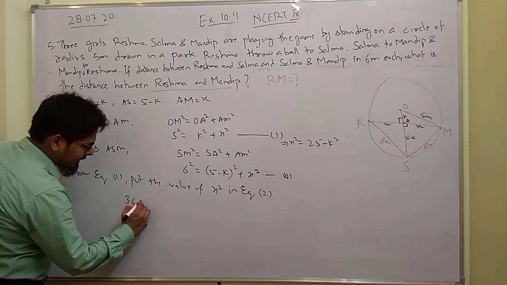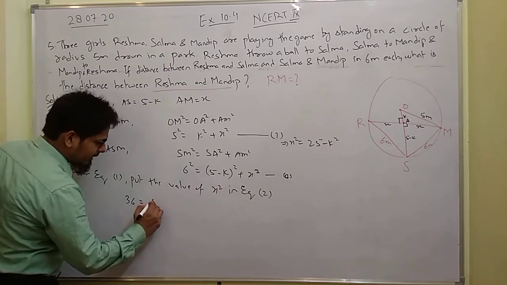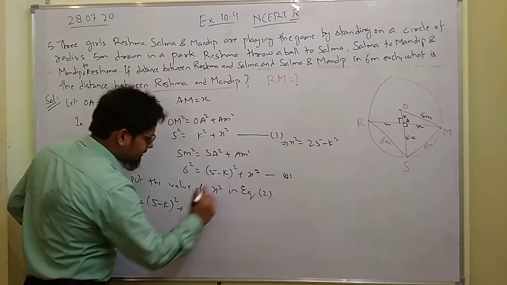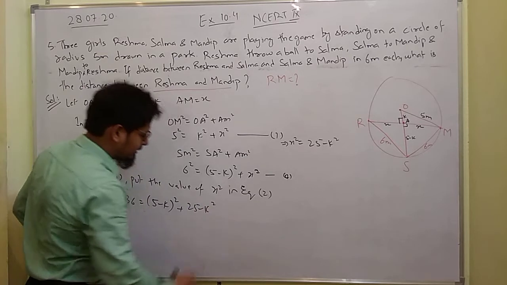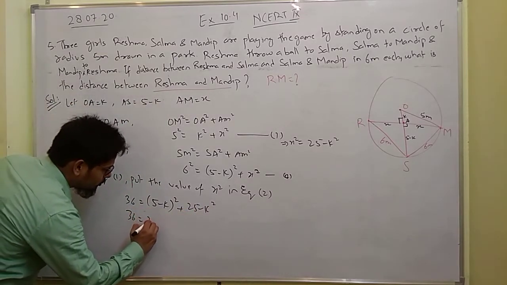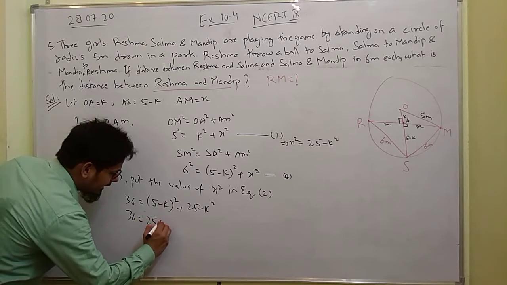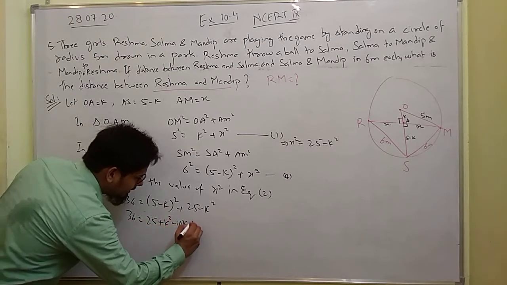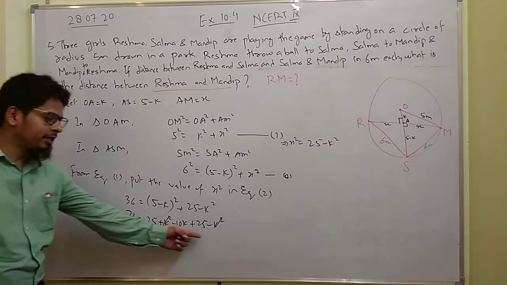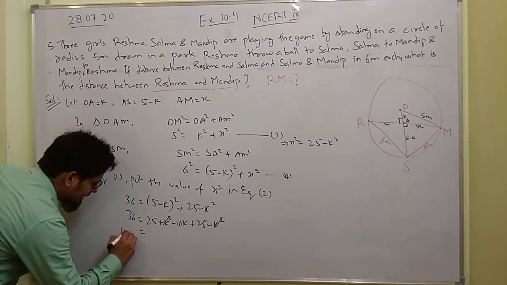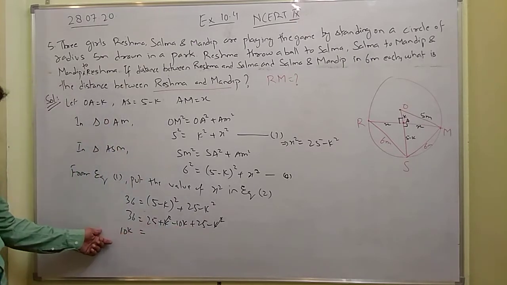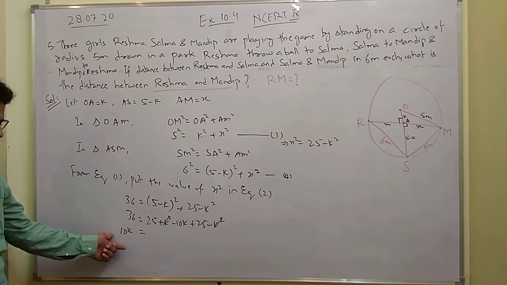6 square is equal to 5 minus K of whole square plus 25 minus K square. Now I'll solve this equation. 36 is equal to, applying a minus b of whole square, a square plus b square minus 2ab, plus 25 minus K square. K square has cancelled out. Find K from here. It is 10K, with a minus sign. I transpose it to the left side, and it is positive.